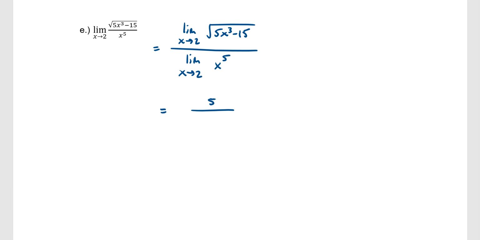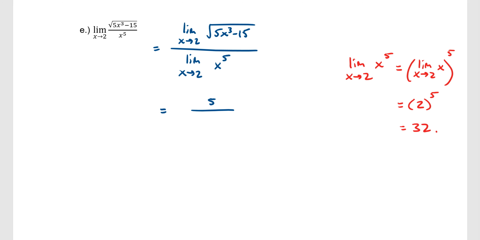And now we need to do the limit in the denominator. The limit of x to the 5th as x approaches 2 is going to be the same thing as if we do the limit first, get an answer, and then raise that answer to the 5th. So since that's that identity function, the answer is going to be 2. 2 to the 5th, we get 32. 2 times 2 times 2 times 2 times 2. And we get 32, so our answer is just 5 over 32. It doesn't simplify at all, so we can just leave it just like that.